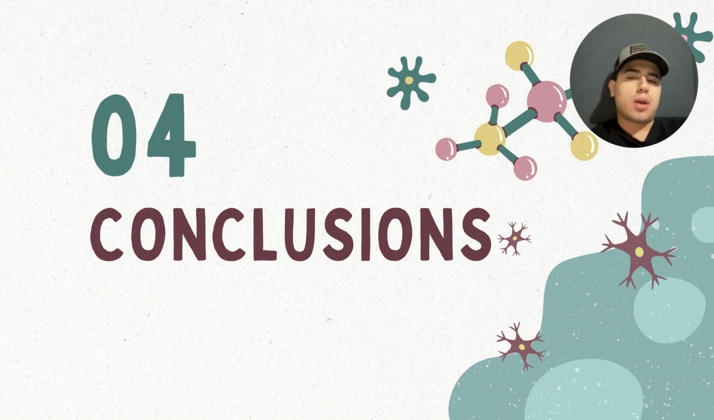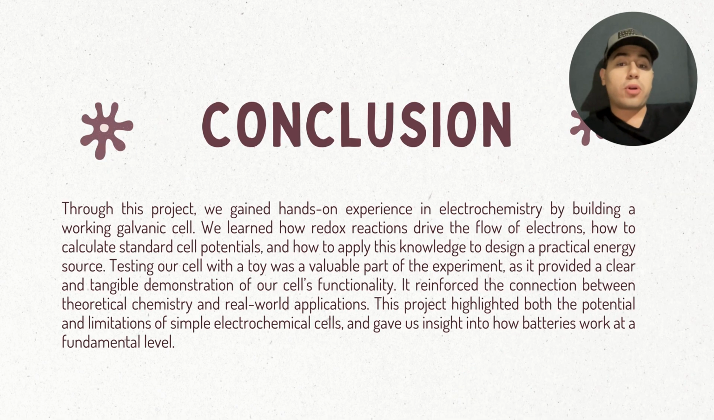So, after showing our lab work and discussing the results, we will talk about our conclusions. Through this project, we gained hands on experience in electrochemistry by building a working galvanic cell. We learned how redox reactions drive the flow of electrons, how to calculate standard cell potentials, and how to apply this knowledge to design a practical energy source.